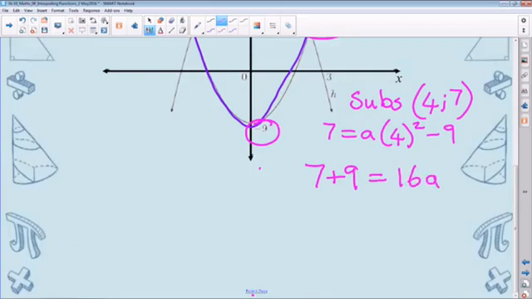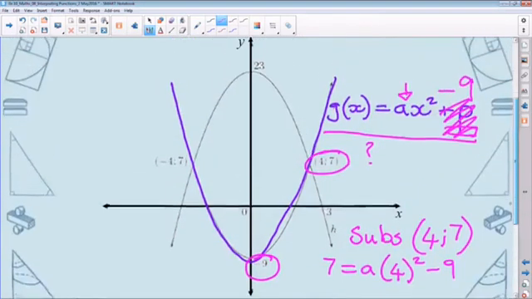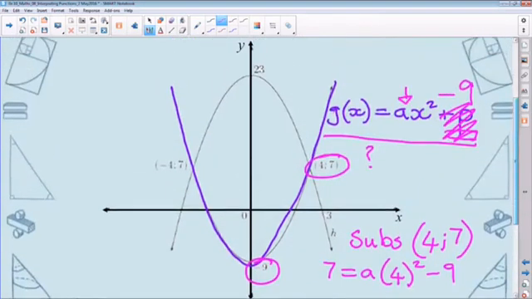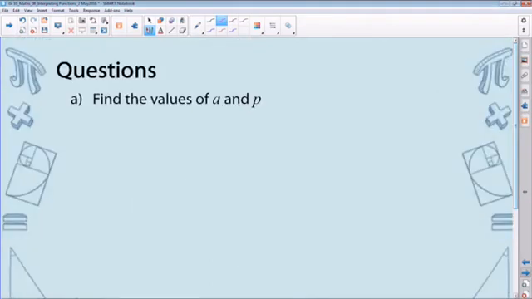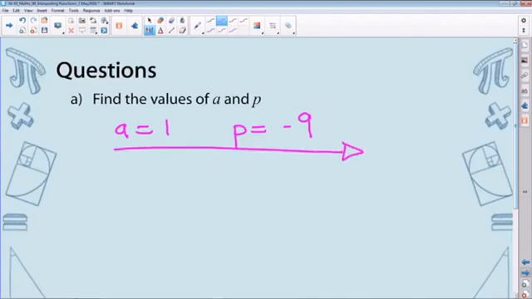Oh, this is going to work out very nicely for me because 7 plus 9 is 16, and I want to get rid of the 16 on the other side, so I'm dividing by 16, which means a is equal to 1. So my answers are going to be a is equal to 1 and p is equal to -9. I would have shown all of my calculations over here, and that's how you should do it as well, but those are the two answers. So I hope you can see it's not that scary.